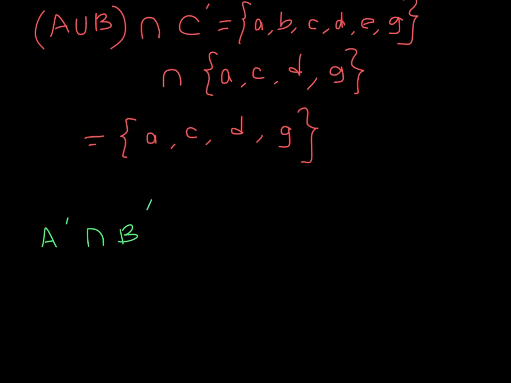Okay, I believe that the first thing we should probably do is find the complement of A. Now, if you find the complement of A, you should find it to be C, D, and F. Remember, these are the elements that are in the universal set, but not in set A.